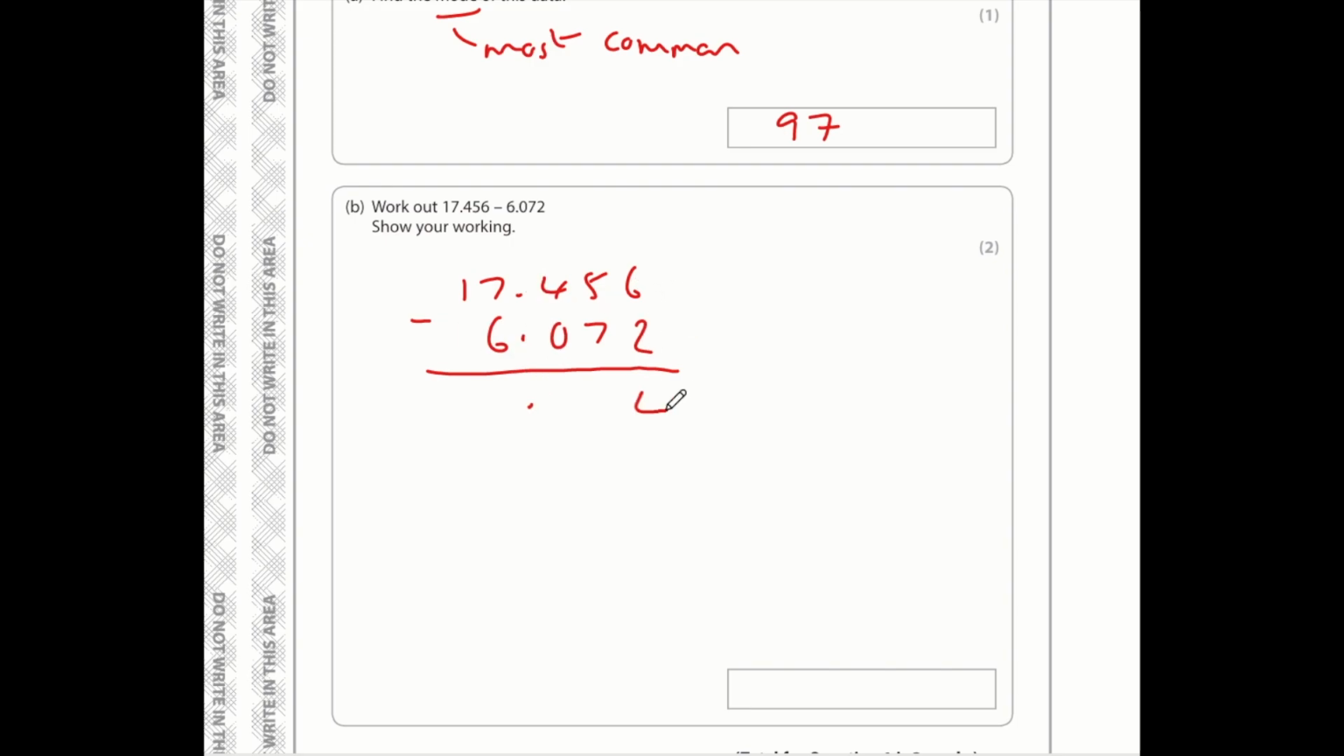6 take 2 is 4. 5 take 7 can't be done, so 4 becomes 3, 5 becomes 15. 15 take 7 is 8. 3 take 0 is 3. 7 take 6 is 1. And 1 take nothing is 1. So there's our answer, 11.384.